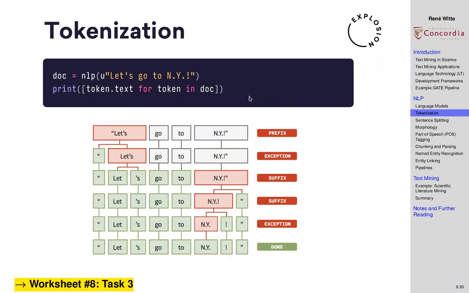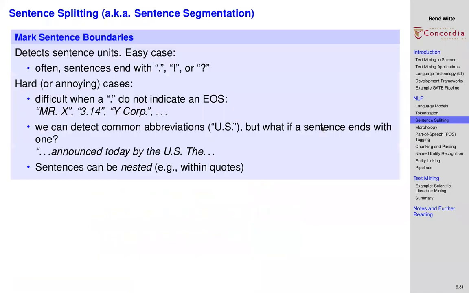Okay, so you've seen how tokenization works. One of the next steps that you typically apply is sentence splitting, which is also known as sentence segmentation. So the problem here is finding out where one sentence starts and ends.